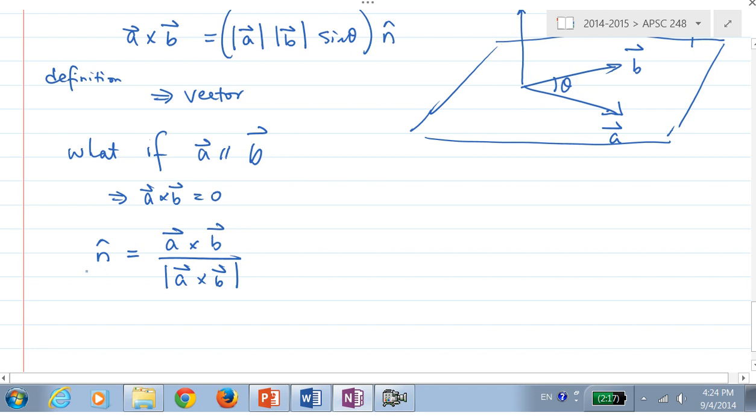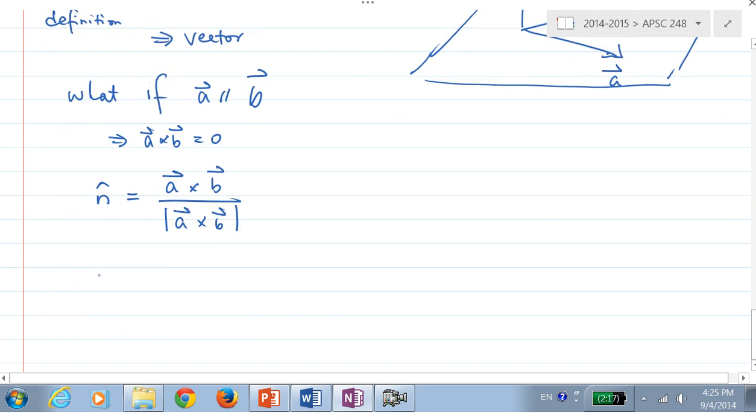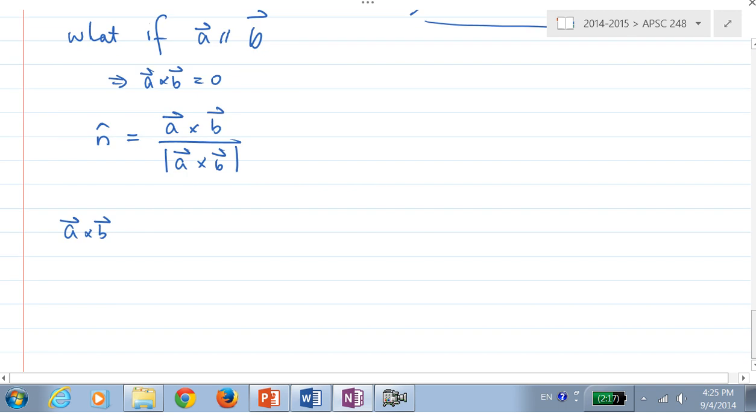Now you probably think, how do I get this A cross B then? This is not the only formula you have for the cross product. You have a second formula here. Before I write down the formula, I have to introduce another notation I use in this course.